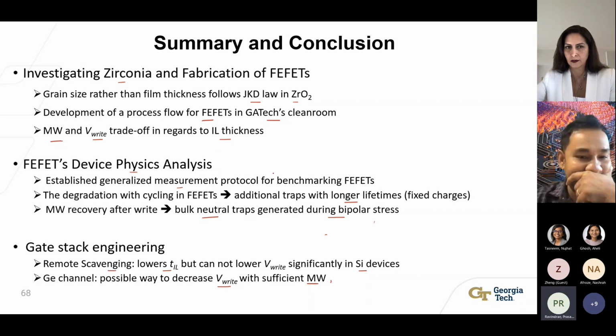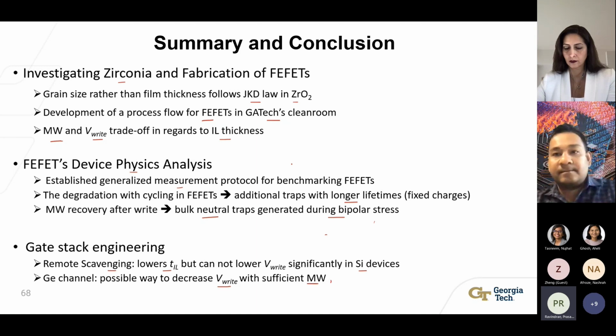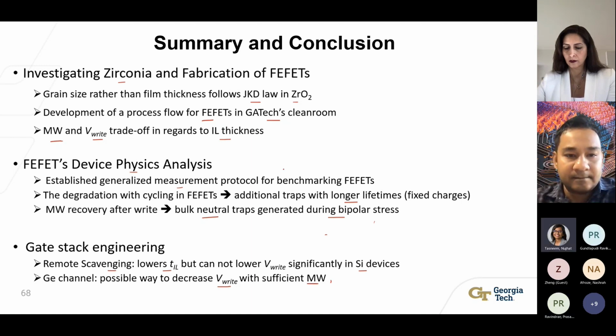Nice talk, Nujat. And thank you. I just have one question regarding the difference between what happens in a conventional FET versus an FEFET, and how the switching affects the endurance of the system. Do you have any insight about this? Conventional FETs, and you mean FEFETs?